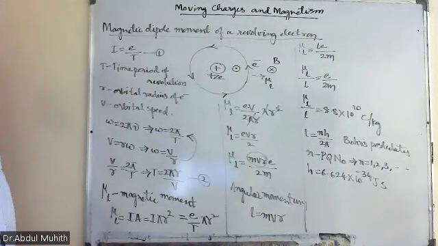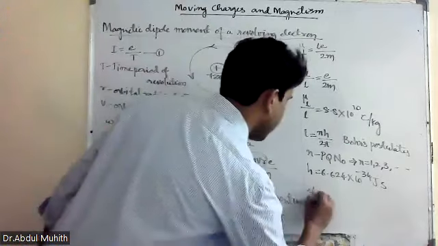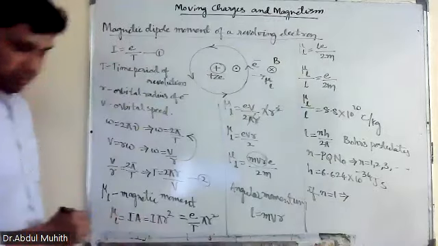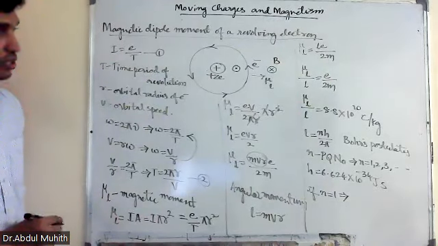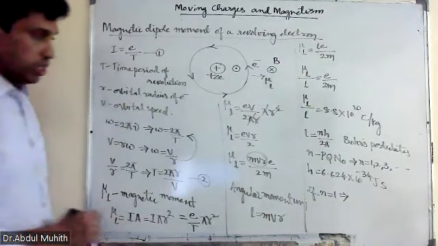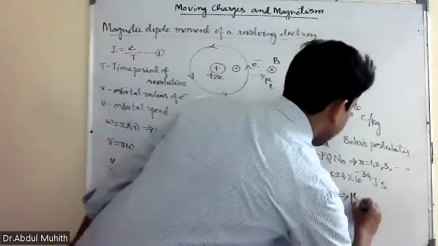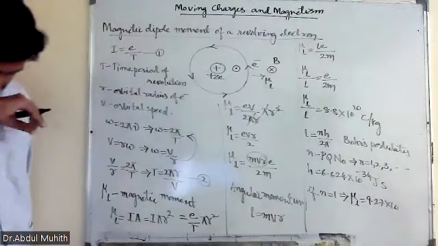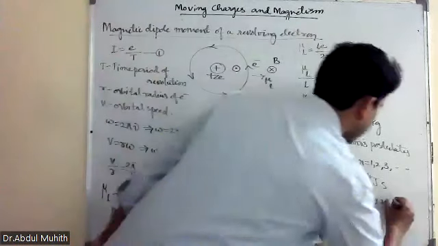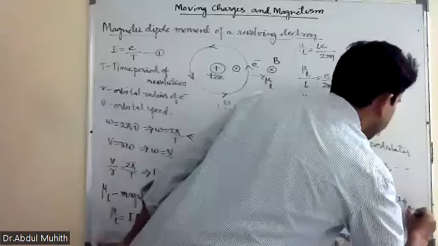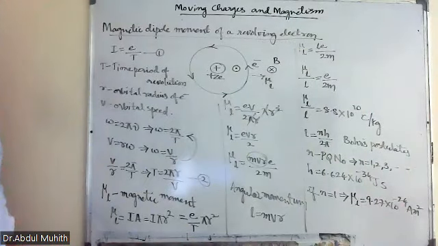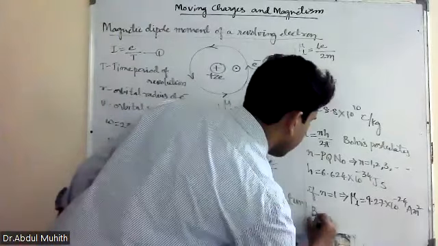So when we substitute all these constant values for N equal to 1, what happens? Mu L value will become 9.27 into 10 to the power of minus 24 ampere meter square. This value is said to be the Bohr magneton. Clear?